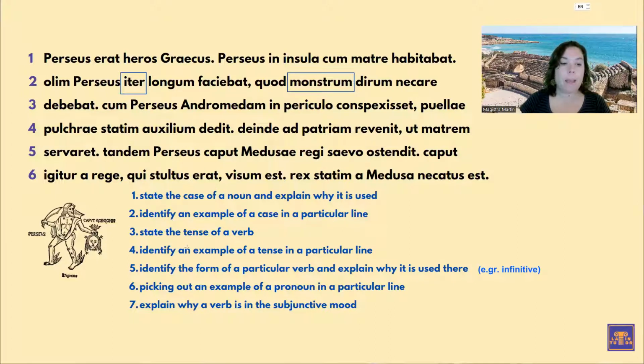For a noun, we would go for monstrum or iter. Now, let's look at line number 3, and let's use it with state the tense of a verb. So, for example, they might ask you, what tense is debebat? You don't need to overcomplicate this. I know that you probably know, this is the third person singular imperfect indicative of the verb debeo. You don't need to say all that. They've asked you for the tense, so say the imperfect.